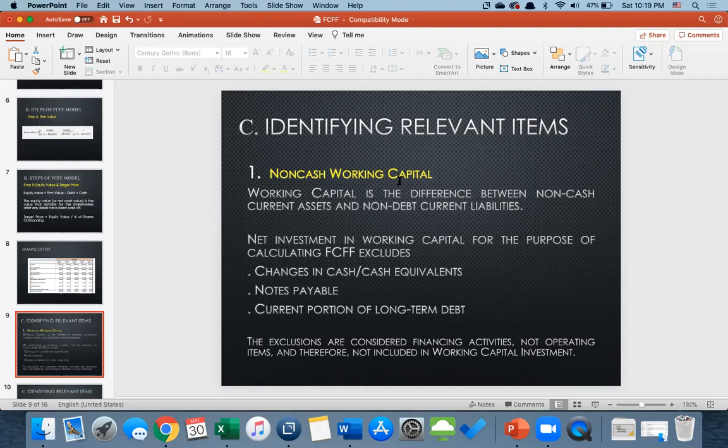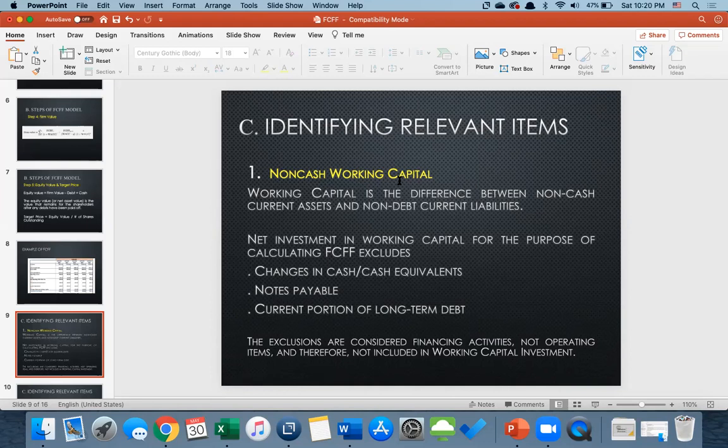There are rare occasions that we include the cash, like when a firm has to maintain a large cash balance for day-to-day operations, or a firm operates in a market with a poorly developed banking system. We can consider the cash that is needed for operation as a part of working capital. But in general, cash is not considered as working capital.